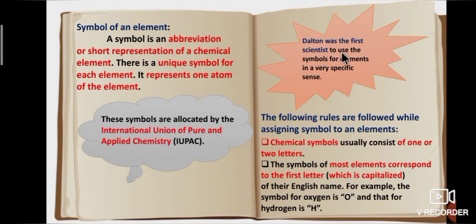Dalton was the first scientist to use the symbols for elements in a very specific sense. The following rules are followed while assigning a symbol to an element. Chemical symbols usually consist of one or two letters. The symbols of most elements correspond to the first letter, which is capitalized, of their English name. For example, the symbol for oxygen is O and that for hydrogen is H. Both are capitalized.